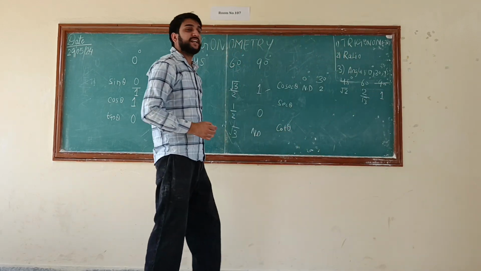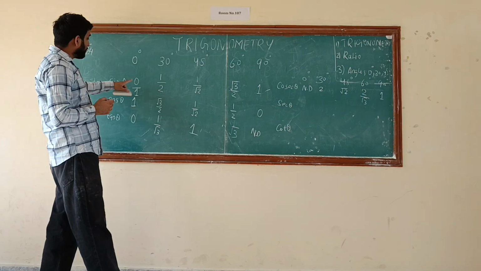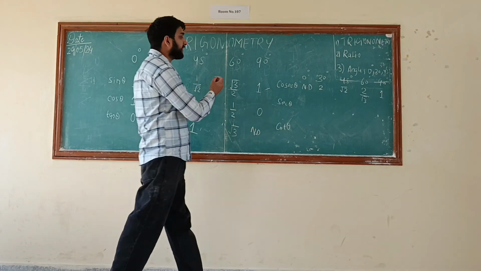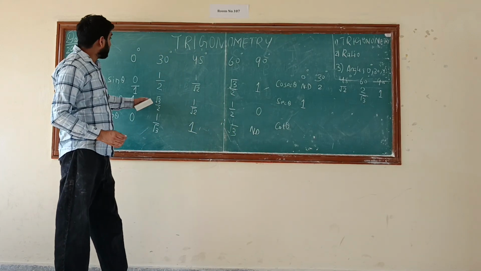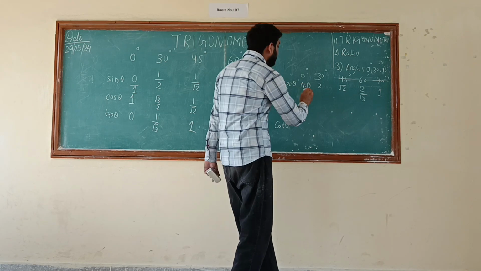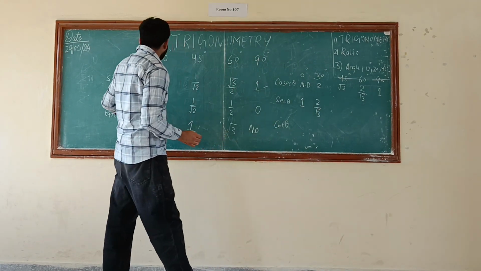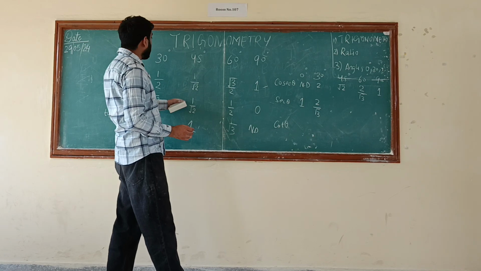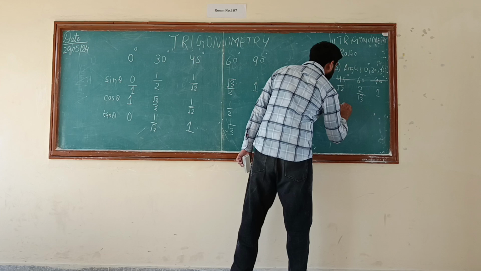Next we have secant theta. It is the reciprocal of cos theta. Cos theta at 0 degrees is 1. So secant theta is also 1. Next is cos 30 degrees is equal to under root 3 upon 2. Then secant theta is 2 upon root 3. Then cos 45 degrees is equal to 1 upon root 2. Then secant 45 is root 2.